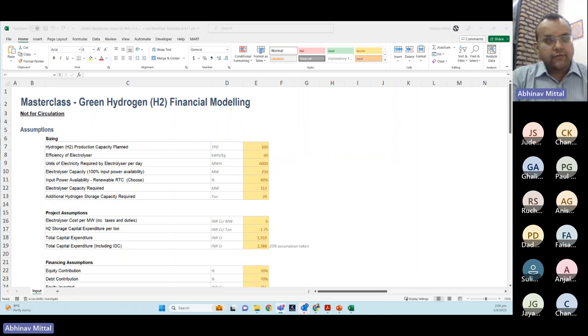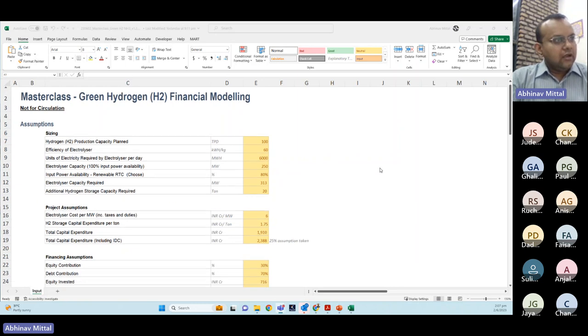Okay. So now let's move to the modeling part. What you see on the screen is a financial model that we have prepared for initial assessment of the levelized cost of hydrogen. We won't be sharing the financial model with the participants, but of course the recording would be shared with everyone, so you can see the recording. But due to proprietary information, we can't share this model.